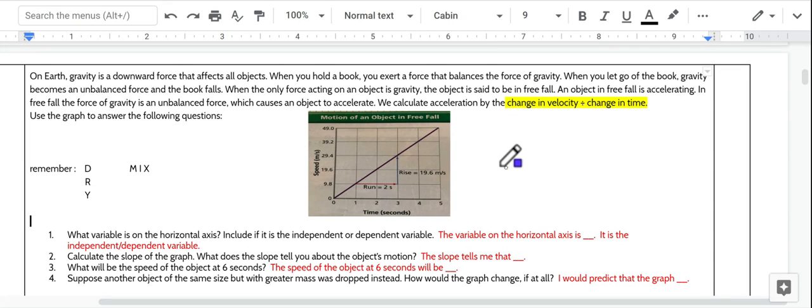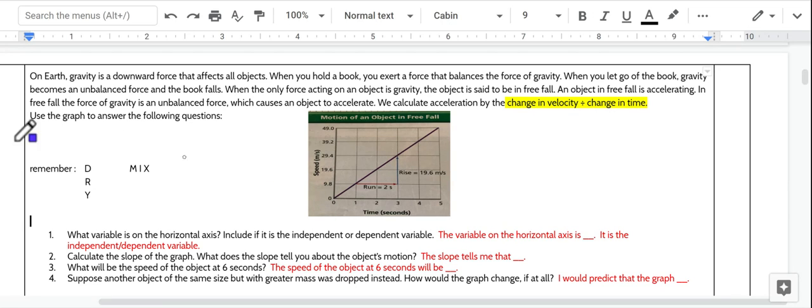Now, one of the things I want you to note right here, this is not a distance time graph. This is a speed time graph. So what are we looking at here? We're looking at, this is going to be acceleration. A speed time graph is acceleration.